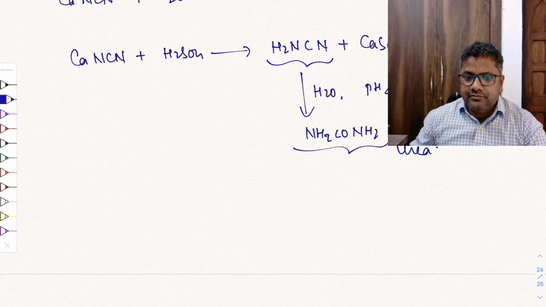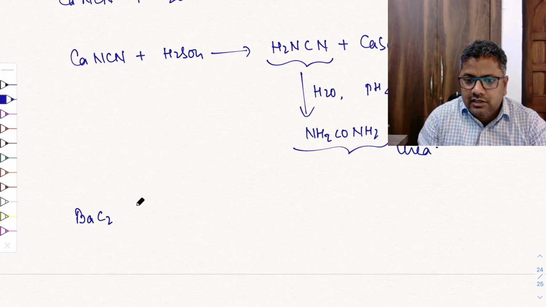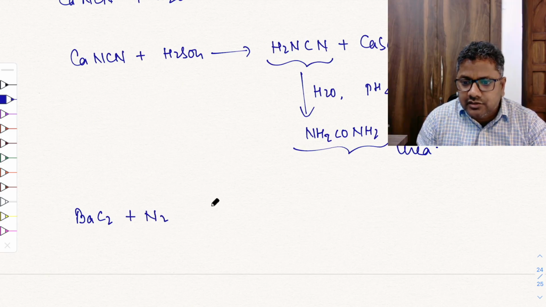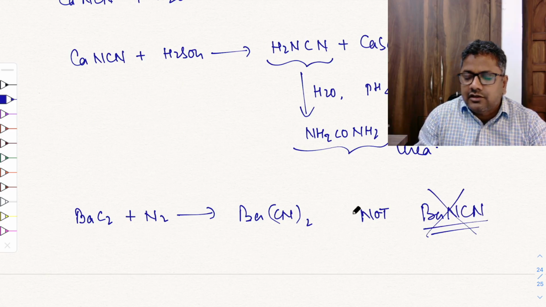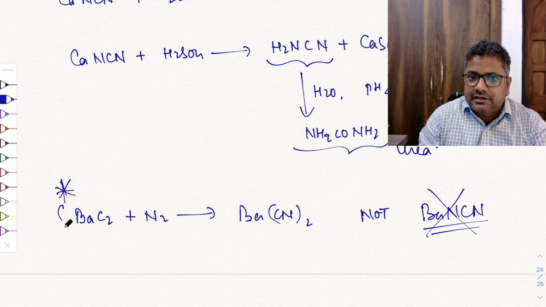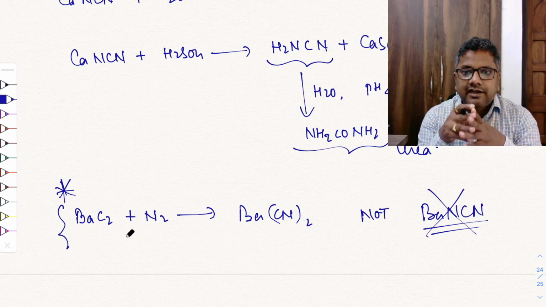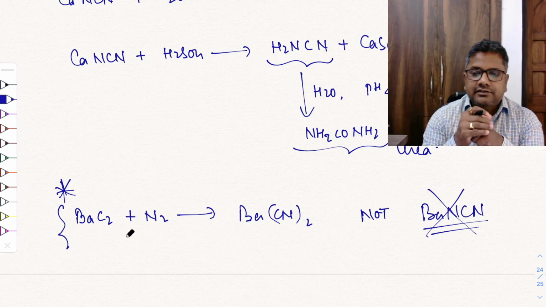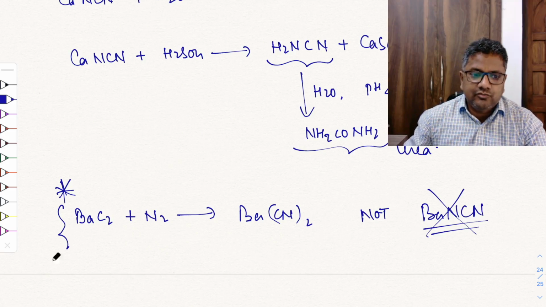And similarly, if you take barium carbide BaC2 and it is reacted with nitrogen, you will have Ba(CN)2, not BaNCN, right? This is the reason why this is a very interesting reaction, that if you take barium carbide and react with nitrogen, you will get this, right? So these are the general reactions of these group 2 elements.